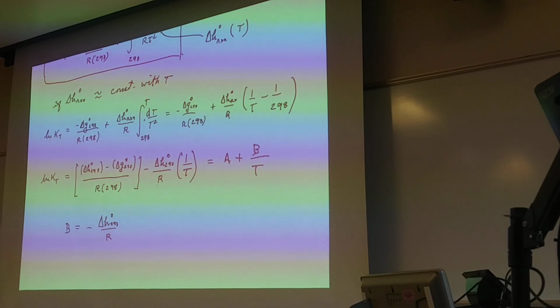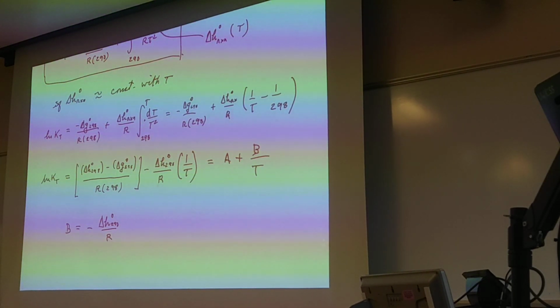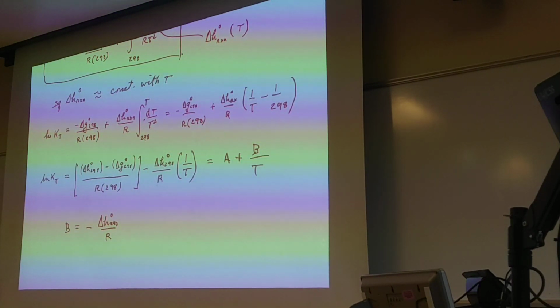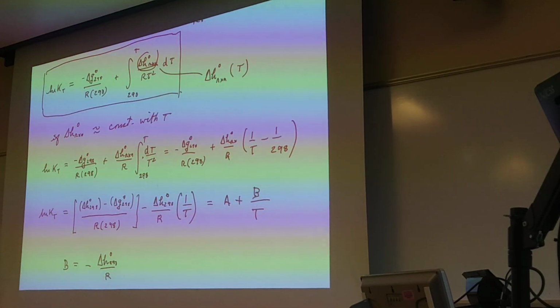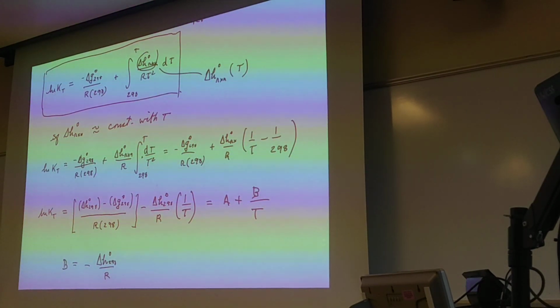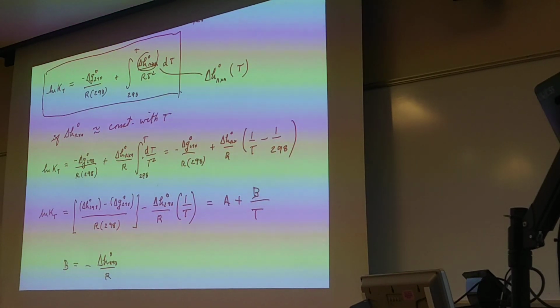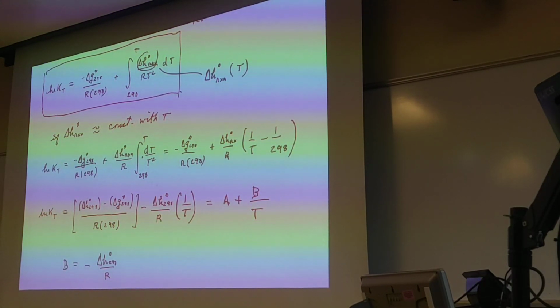So we might ask ourselves, just how well is this going to do for us? I think when you integrated, you might have left out a factor of a negative. The 1 over t minus 1 over 298, I don't see it, just from integrating 1 over t squared. Yeah, that integrates to minus 1 over t. And the minus might have gotten left out.